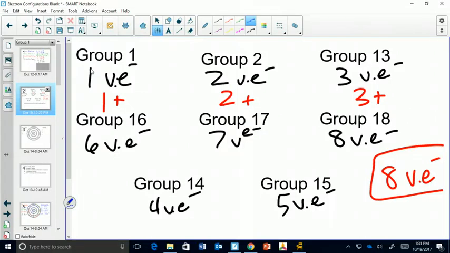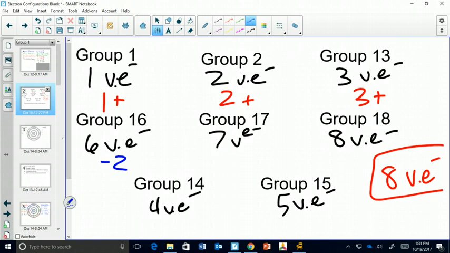Let's talk about group 16. Group 16 is how many valence electrons? 6. It needs 8. So it can either get rid of 6 or it can accept 2. Right? Does that make sense? So therefore, what charge do you think this is going to have? Negative 2. Beautiful.